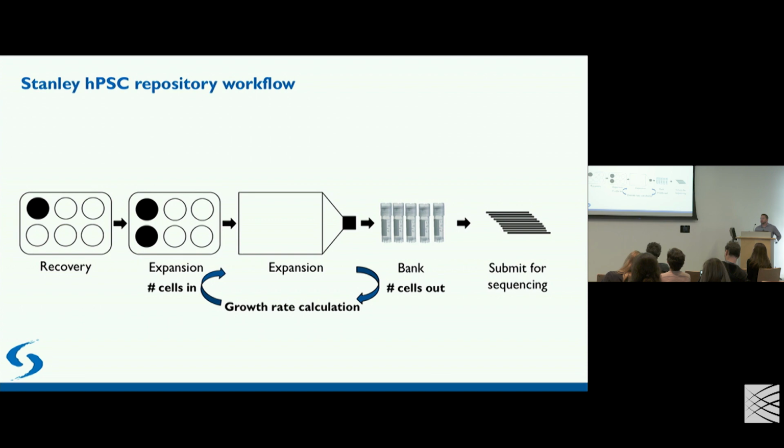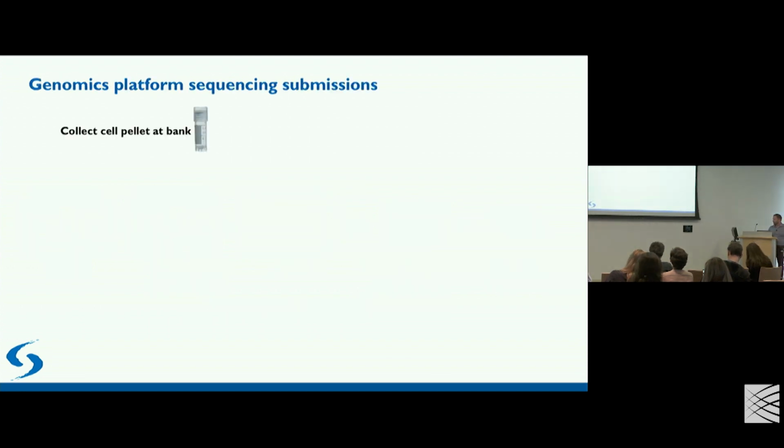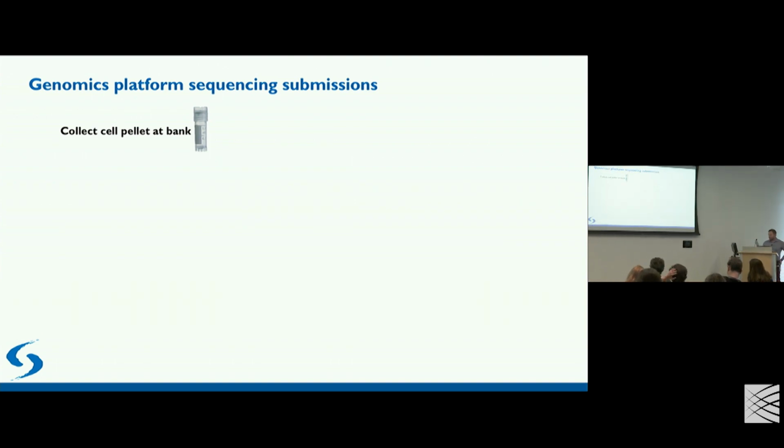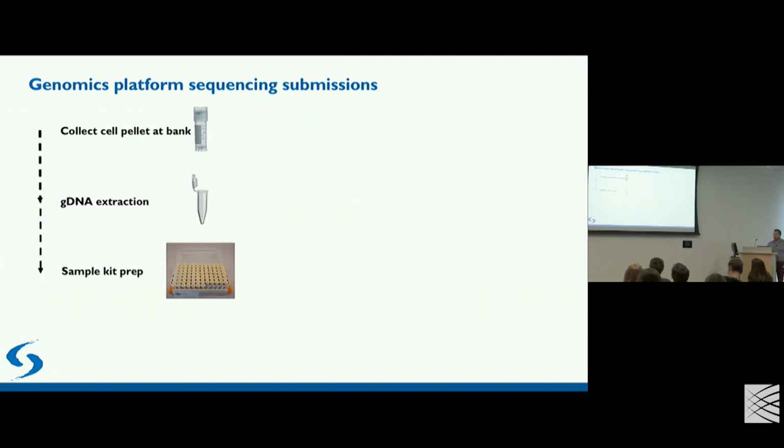They're then submitted to the genomics platform for sequencing, and I'll talk a little about the sequencing in a minute. In order to submit for the genomics platform, at Bank, we collect a cell pellet where we extract DNA. We then request a sample kit from the GP, submit, and then we just walk it over to 320 Charles as extracted DNA.